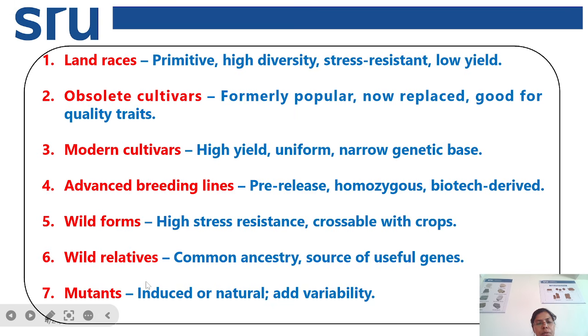And next is mutants. Mutation breeding is generally used when there is no variation present in the cultivated species. Mutations can be natural, or we can induce them through physical or chemical mutagens. Generally, mutants will add variability. So these are the 7 different kinds of germplasm.